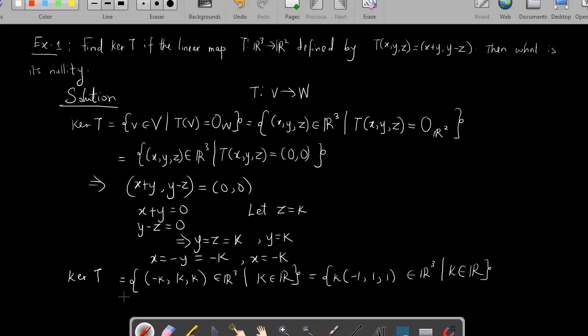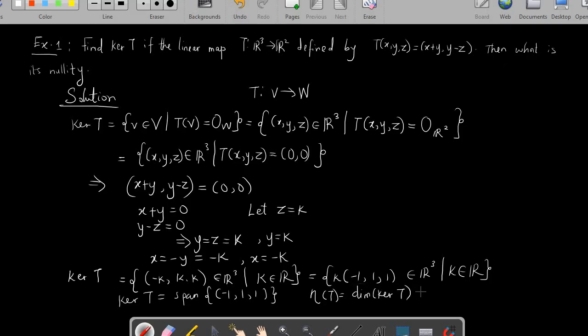After you have done this, you can now say that the kernel of your map T is actually equal to the span of whatever you have here, the set minus 1, 1, 1, and this is your final answer. So the kernel of this map T is the span of minus 1, 1, 1. Okay, and then they ask us to find the nullity. So your nullity, like we said, nullity is what? The dimension of your kernel, right?